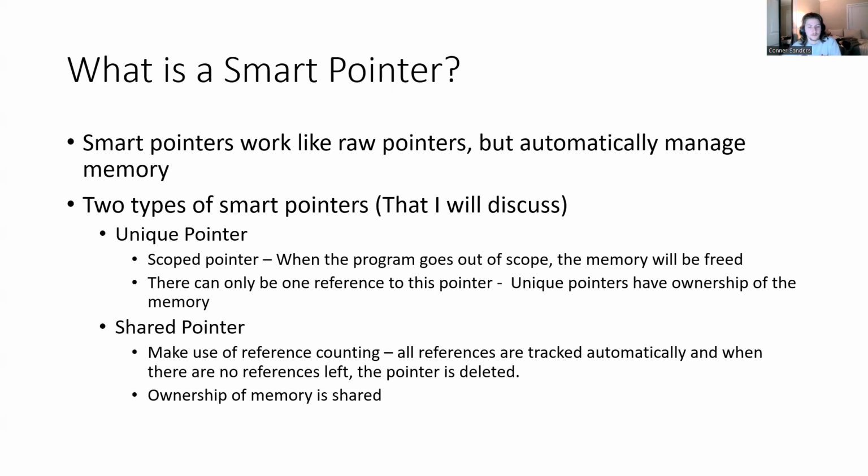There are four types of smart pointers, but today I'm only going to be talking about two of them. A unique pointer only exists inside of a single scope. So if we use a unique pointer in a function, as soon as the program gets through the function, this pointer will be deleted.